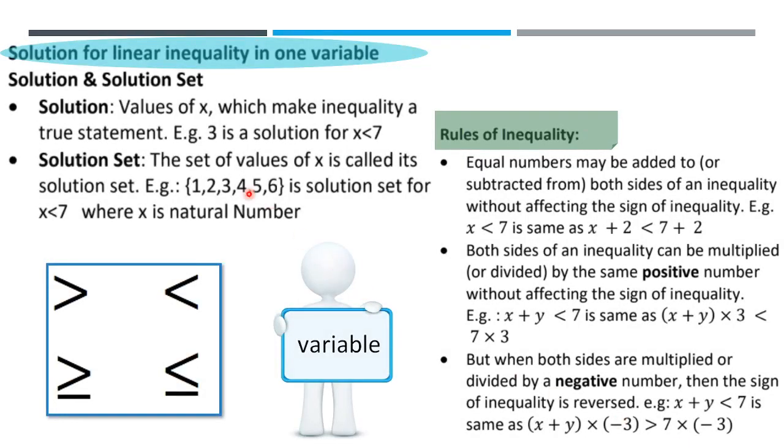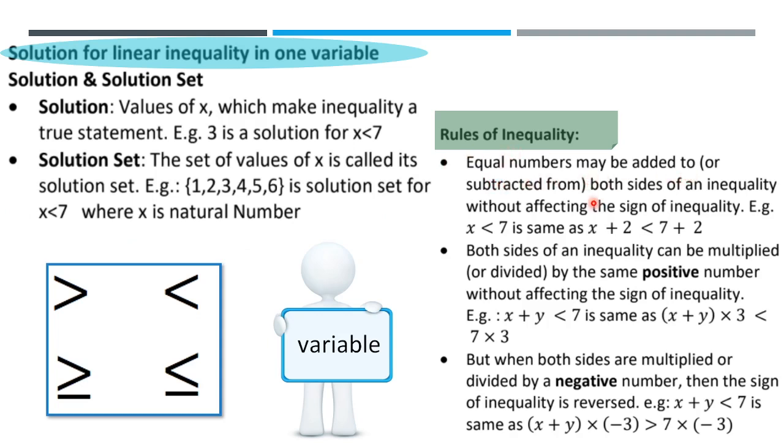Solution and solution set. The values of x, all those values which make the inequality a true statement. For example, x is less than 7. If I say 4 is the solution, yes, it is right. Solution set: if I take a few values like 1, 2, 3, 4, the collection of those values is a kind of set, and this set is called a solution set for this given inequality where x is a natural number.